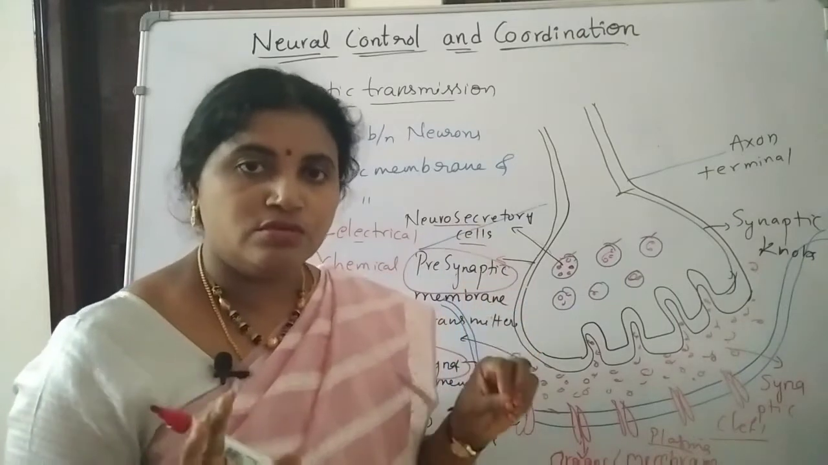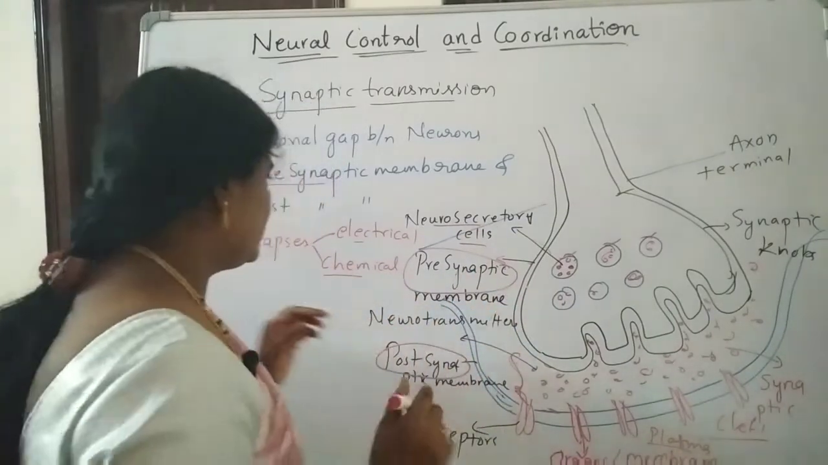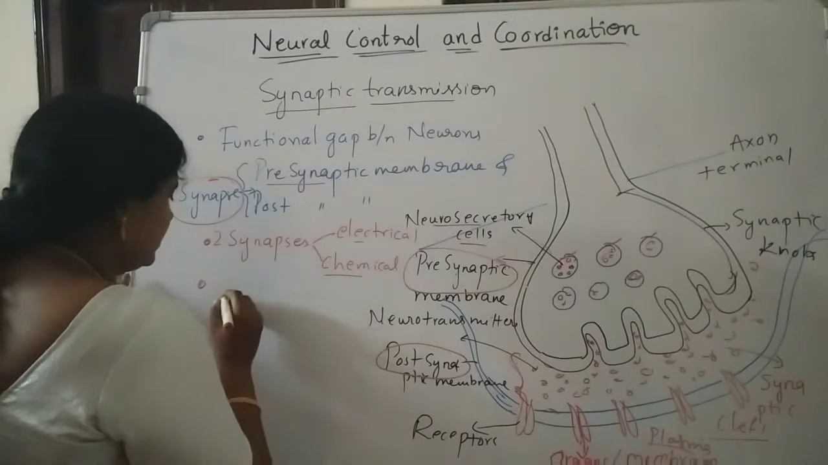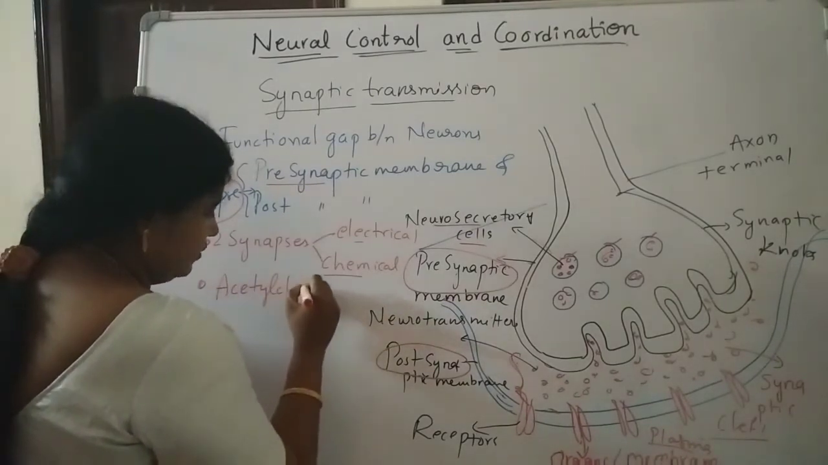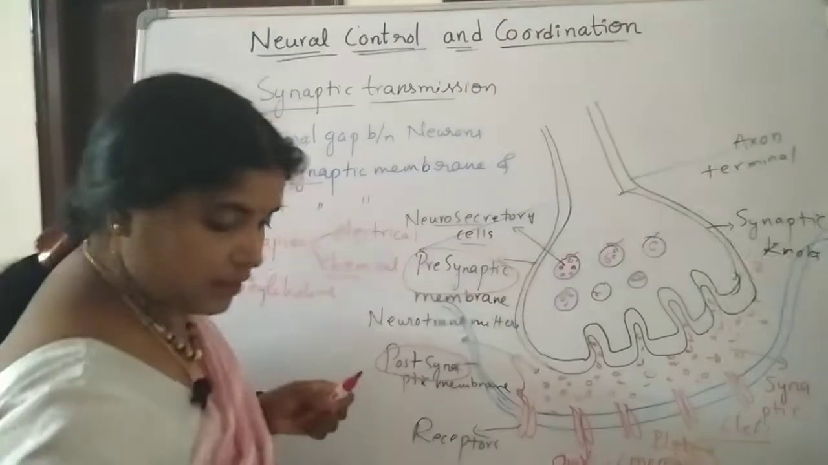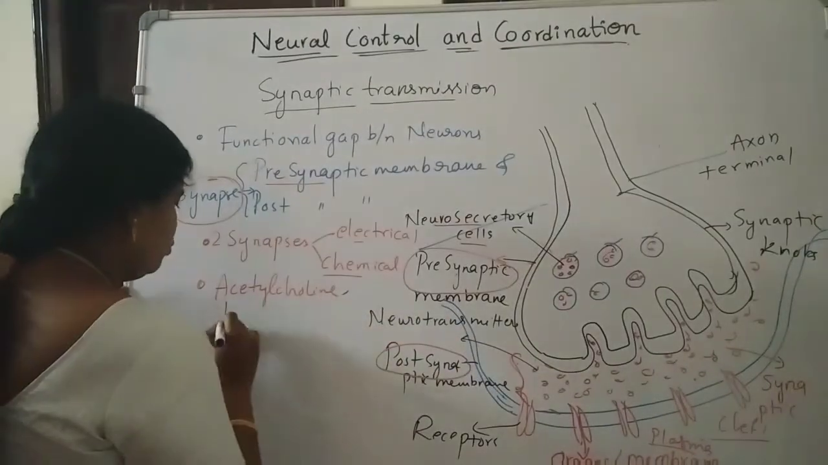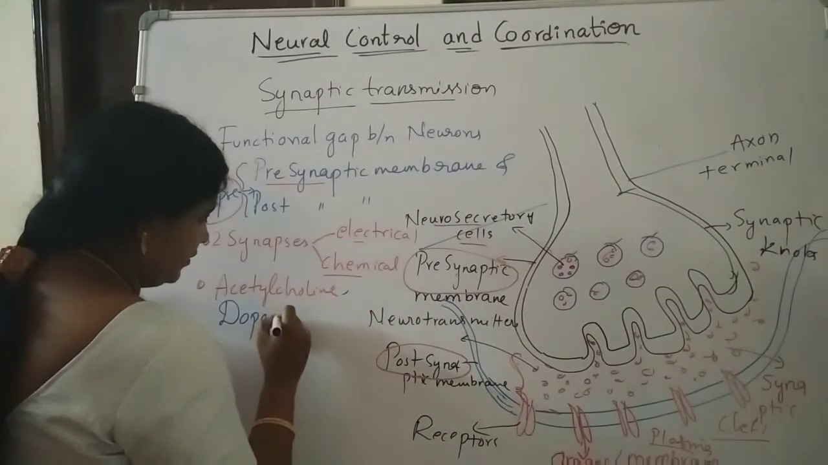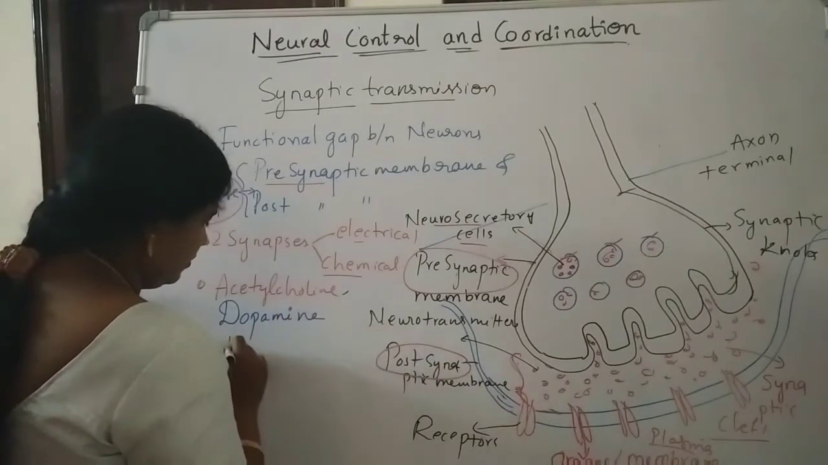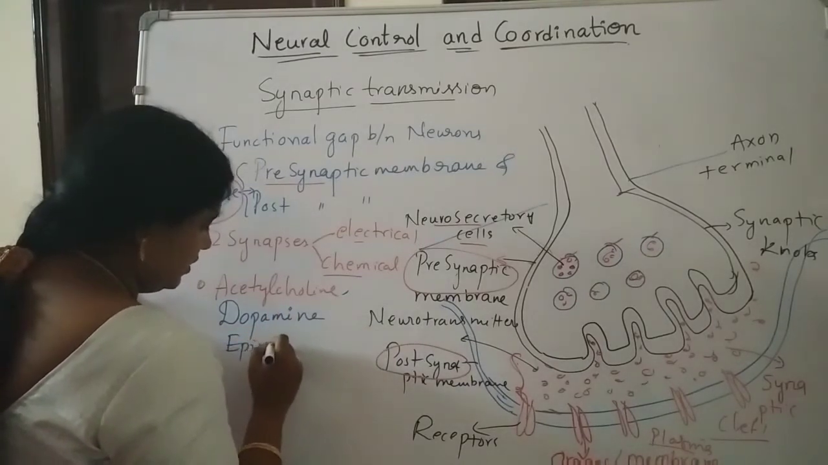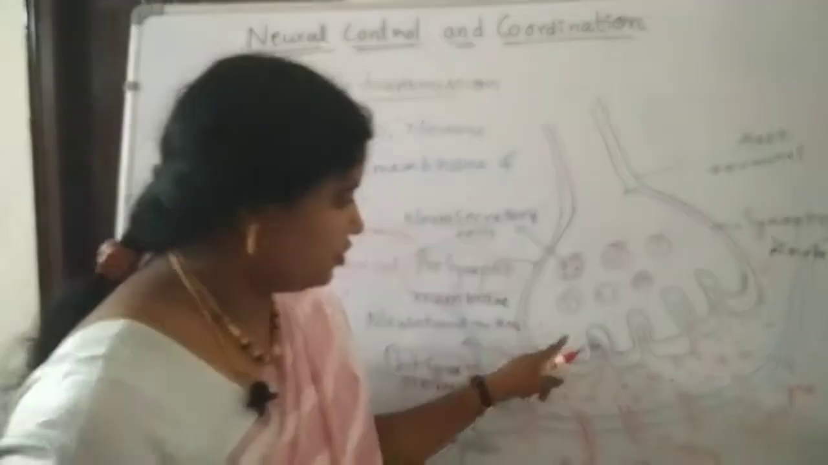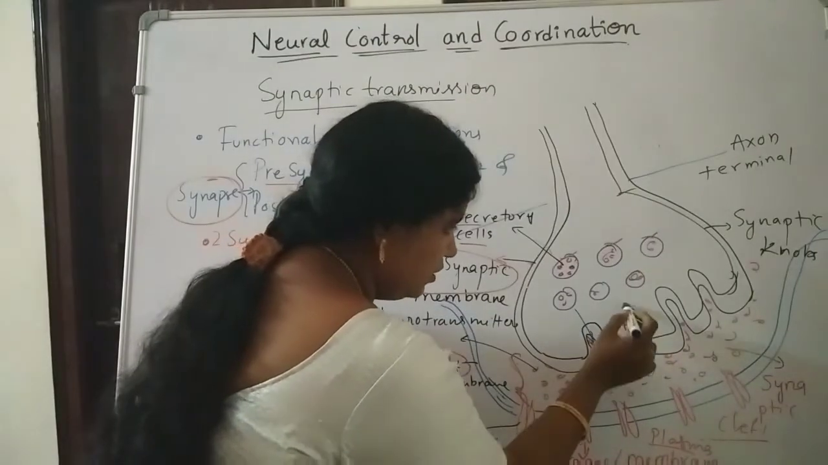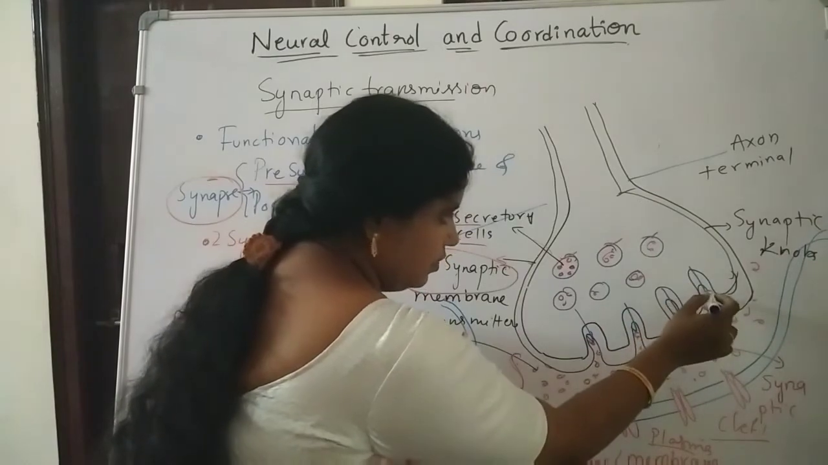Okay, neurotransmitters. What are the examples of neurotransmitters? See here, acetylcholine, after that dopamine, epinephrine. Okay, epinephrine. These all are neurotransmitters. See, it is releasing the neurotransmitters.